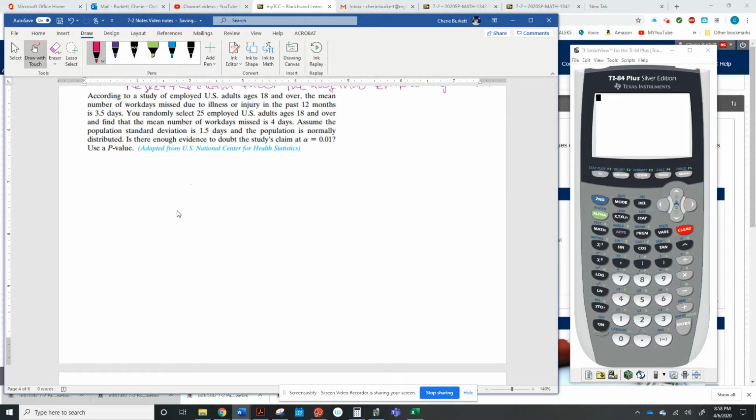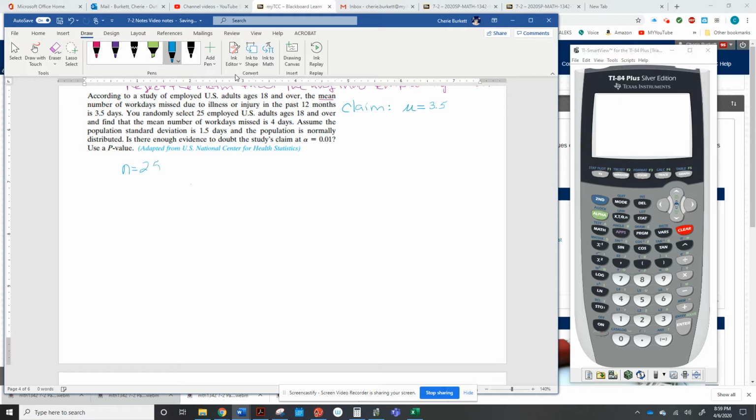So here's how you would use the calculator. According to a study of U.S. adults ages 18 and over, the mean, okay, there's my claim. My claim is that the mean number of work days missed due to illness or injury in the past 12 months is 3.5 days. The mean is 3.5 days.